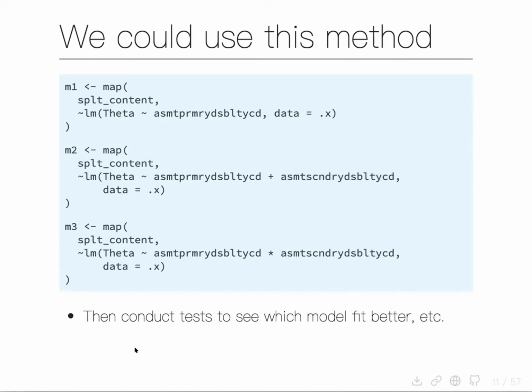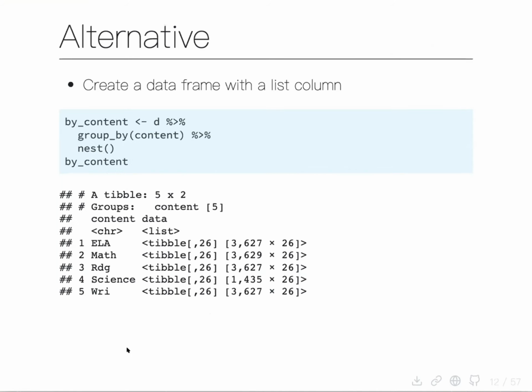The problem with this approach is that now we've got a list object for our data, and we've got 3 list objects of models. And so when we're starting to try to compare across these things, it can just get a little confusing in terms of managing all of this stuff that's sort of just out there. An alternative that we can do is to use list columns.